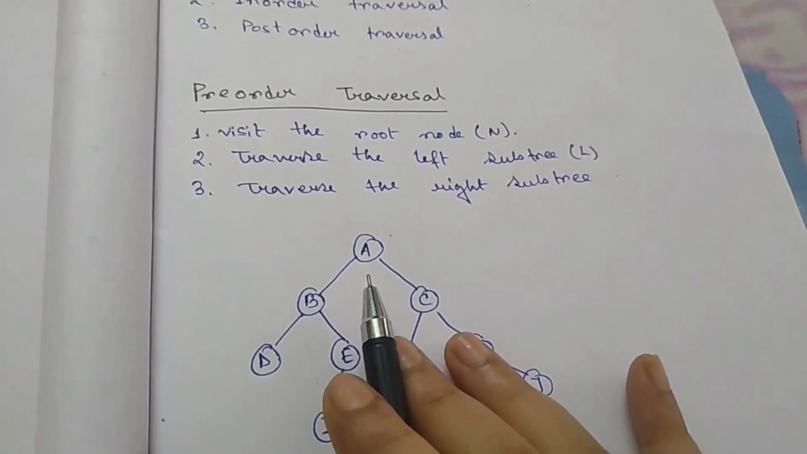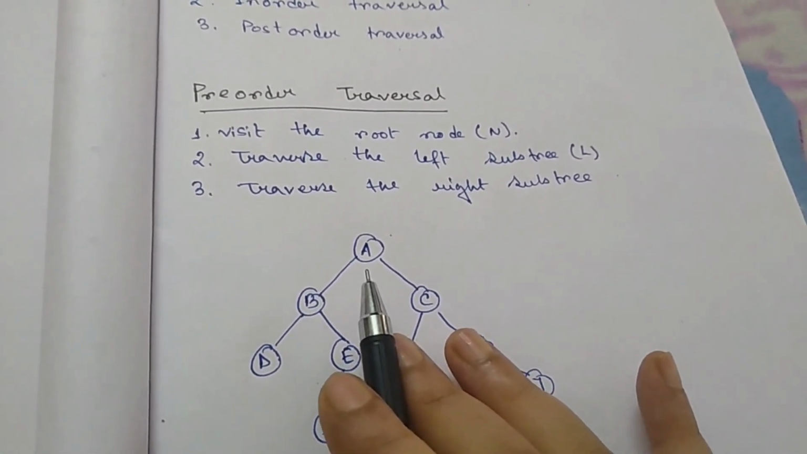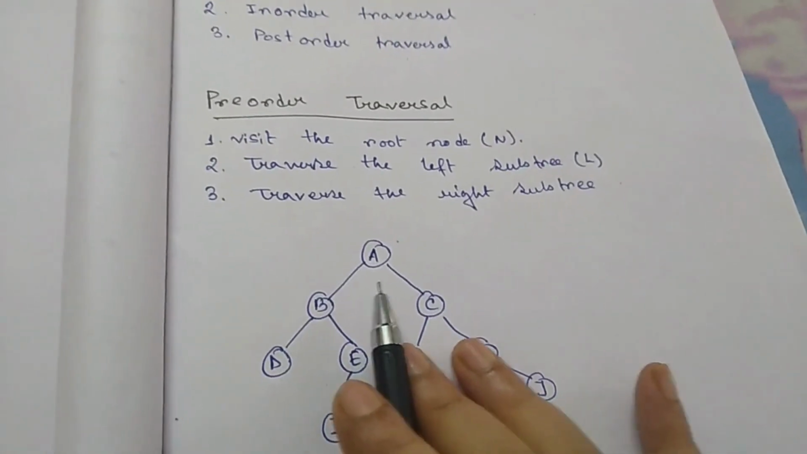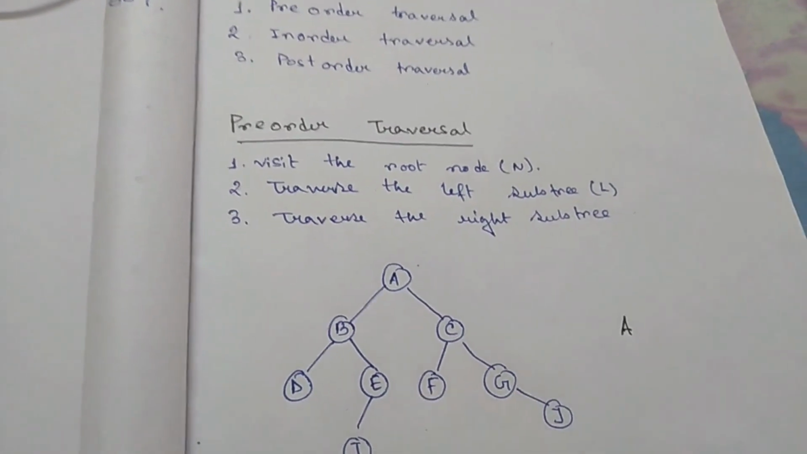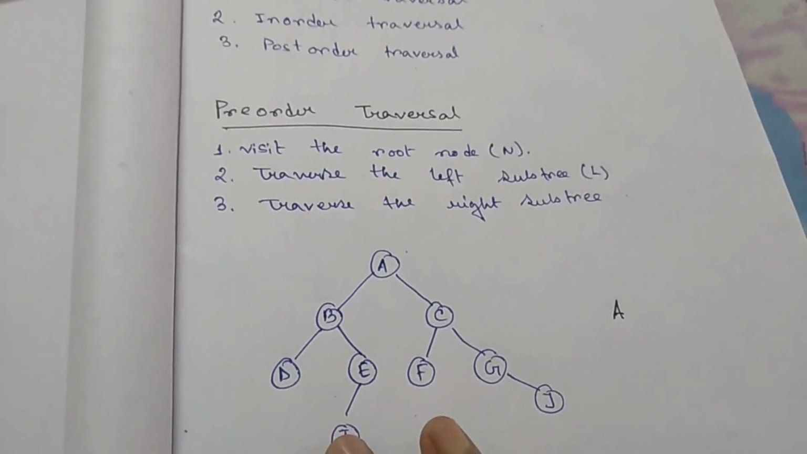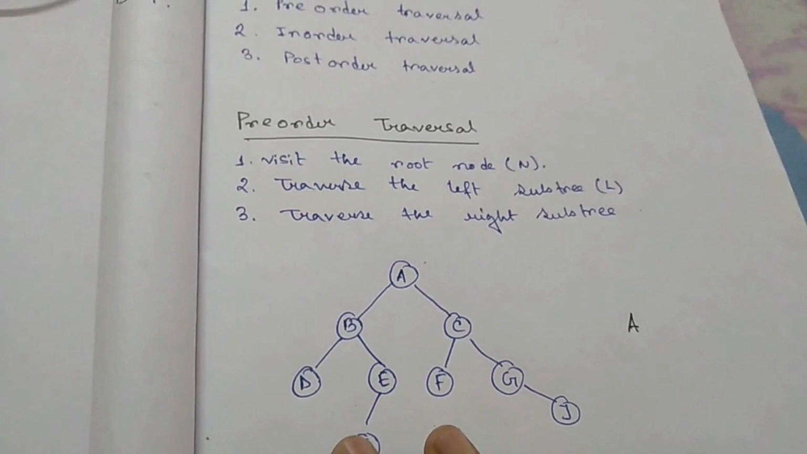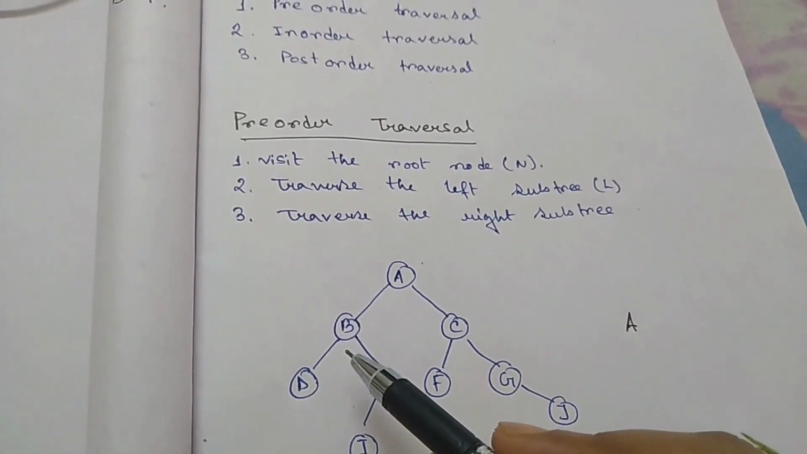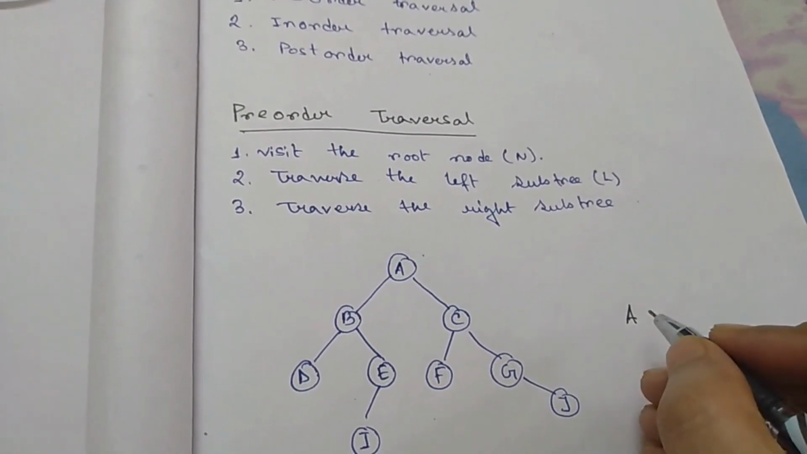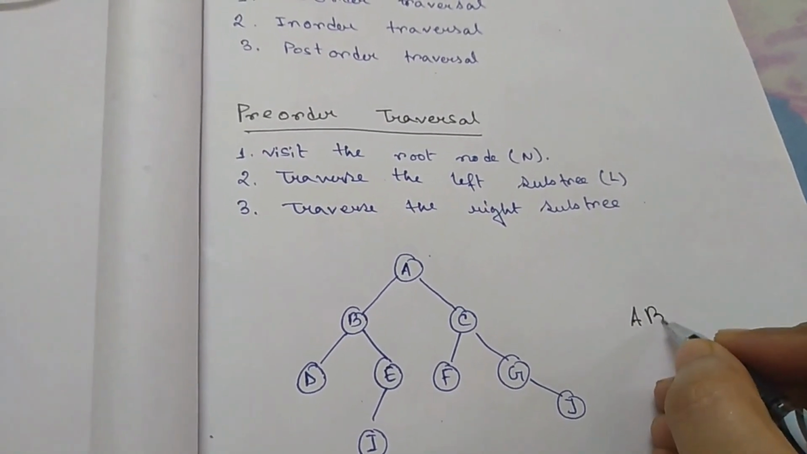Now here, what is the root node? The root node value is a. That's why at first we have to write the value a here. Next, move to the left subtree. In that case we also consider the root node. The left subtree root node is b. That's why after that we write b.